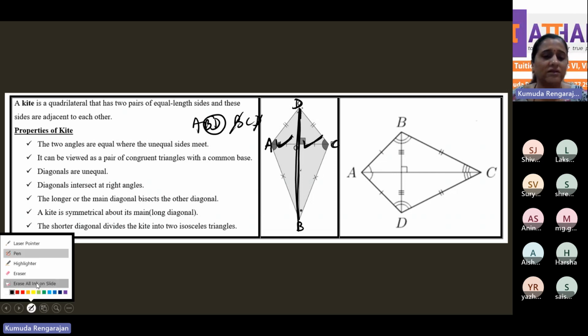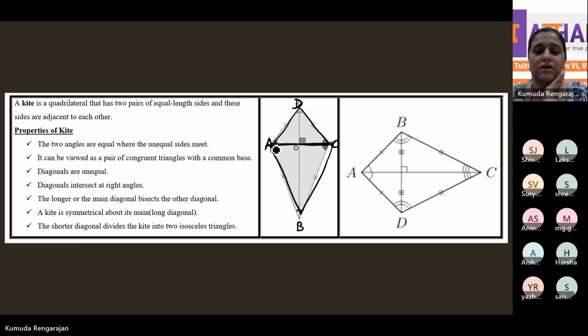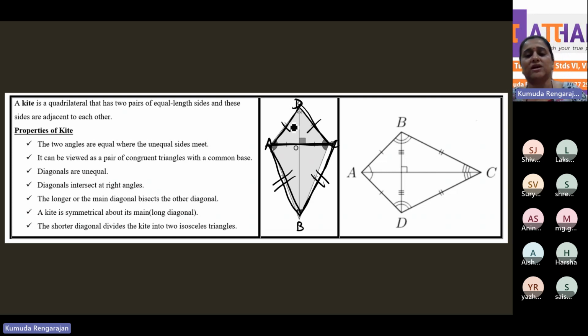But when you consider the triangles with the shorter diagonal as a common side, the two triangles are ADC and ABC. ADC is one triangle, ABC is the other triangle. These two triangles are not identical. They are isosceles triangles, because this side is equal to this side and this side is equal to this side. So this triangle is isosceles, and this one is also isosceles. So these are the properties of a kite.